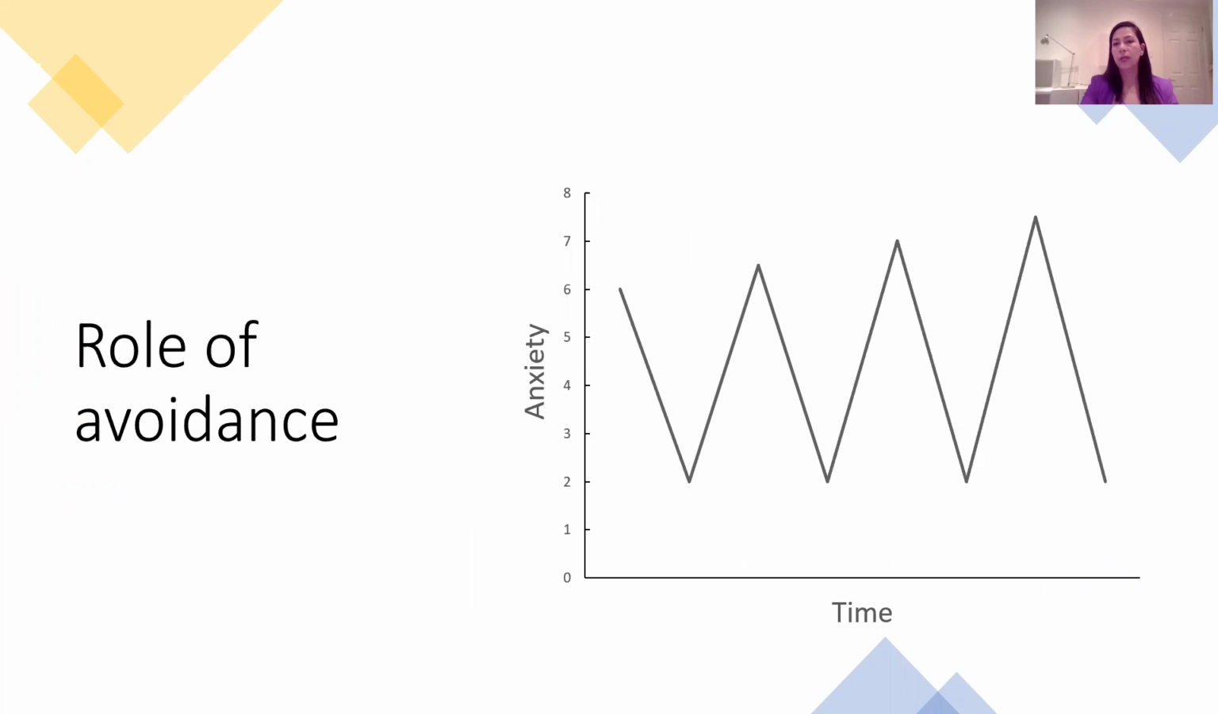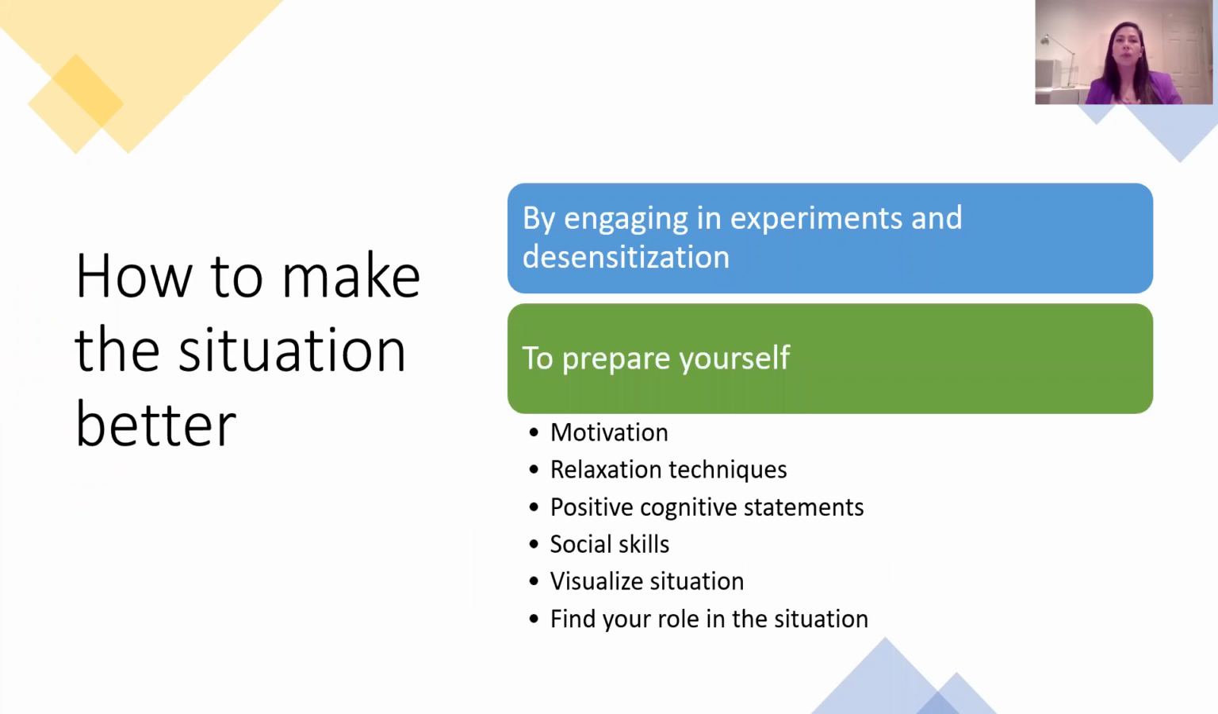So like I said, avoidance really decreases the anxiety in the short term, but we know that in the long term, anxiety is maintained. And so how do we make things better? By engaging in some experiments and desensitization, and you can prepare yourself to do this. Remember what is the motivation that you have. Think about the relaxation techniques. Think about the negative thoughts that you're having, and reframing them, challenge them with more realistic thoughts.